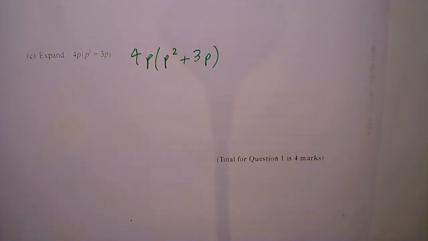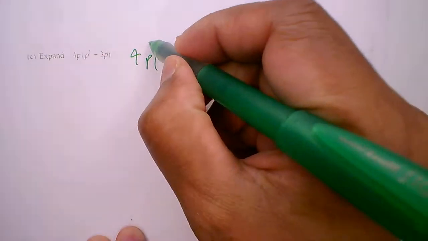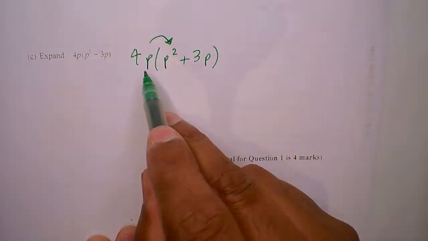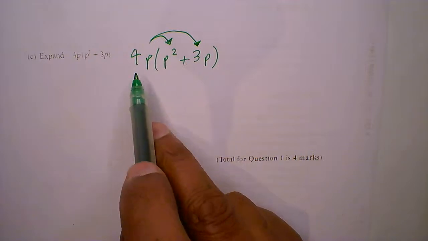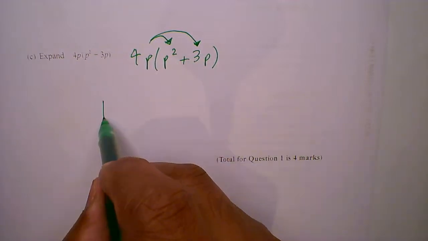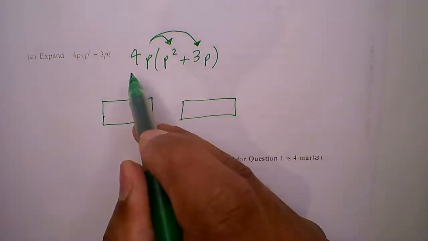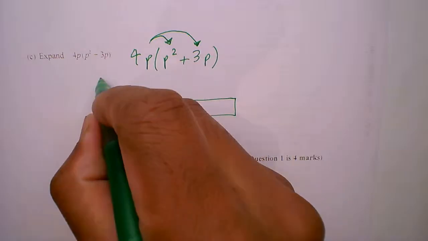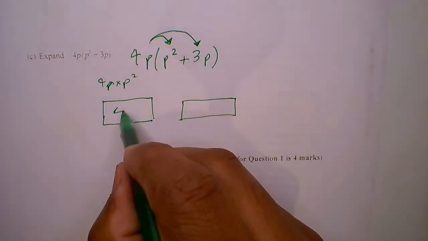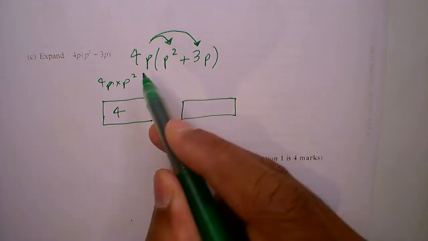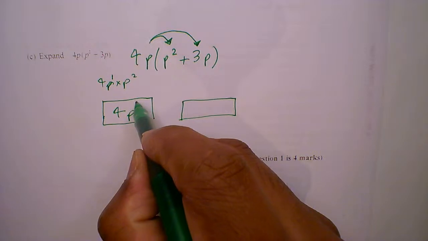Okay, I think that's enough time. Let's go through this one. So when we have brackets, we multiply things out. So we are going to be multiplying 4p by p squared. And then we're going to multiply 4p by 3p. So we are going to have 2 terms here. So let me write this out. 4p times p squared. So that's 4p times p squared. So p has a power of 1. So we're adding the powers. So that's p, 1 plus 2 gives me 3.